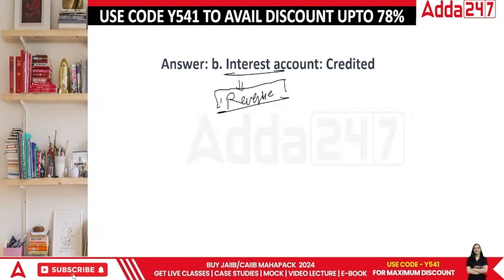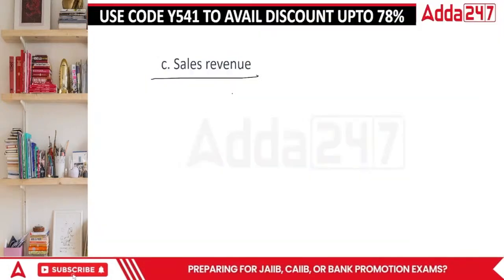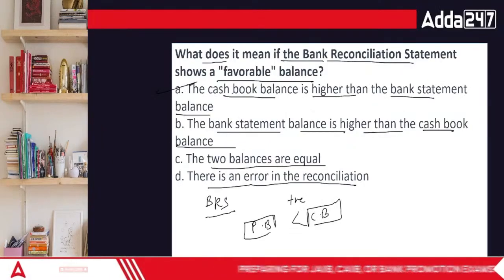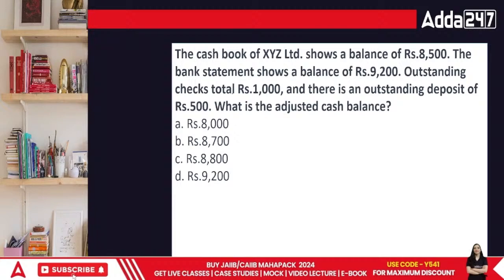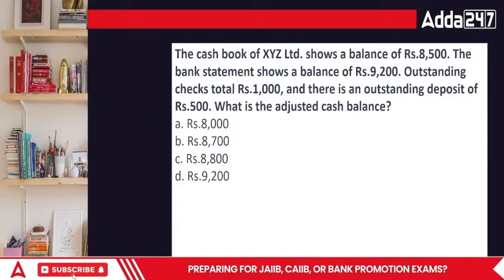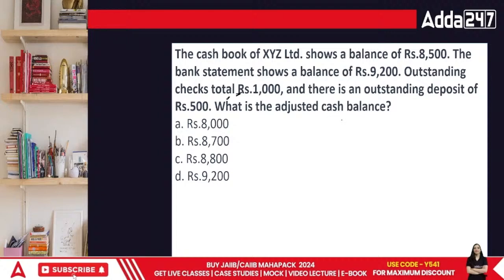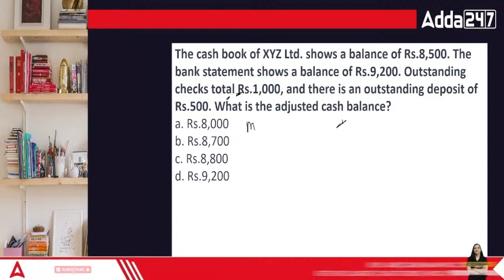Chaliye. Now let's look at a few questions that I have skipped in the beginning, with a genuine reason that I wanted to discuss the numericals at the end. So I'm going to discuss one of the numericals now. The cash book of XYZ shows that the balance is 8500. That means in my books of accounts, not the bank's, but my books of accounts.